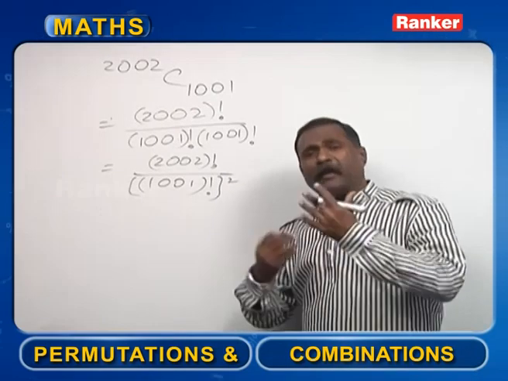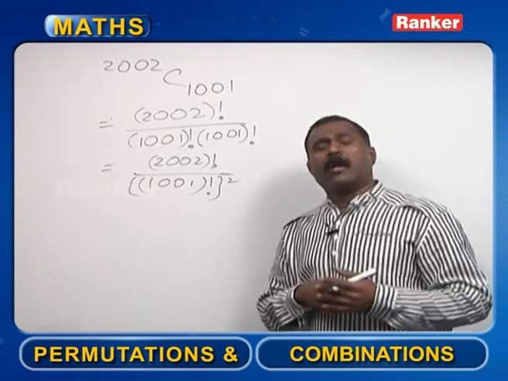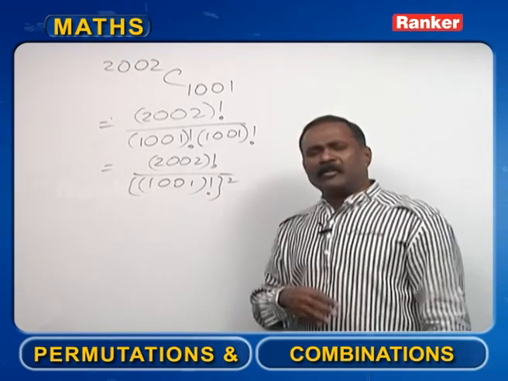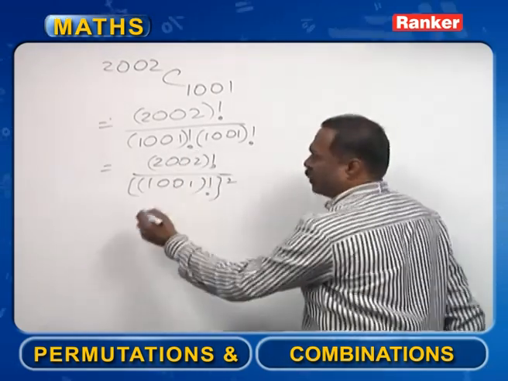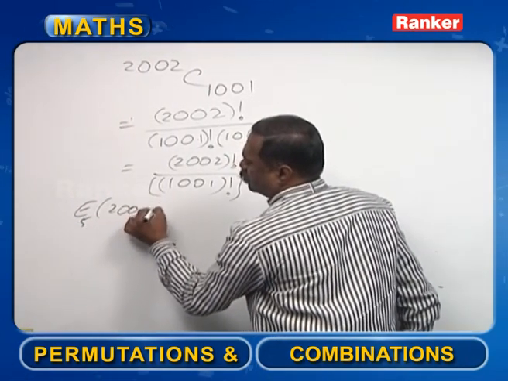Always 2 will have more power, as I have just shown you. Always among all the prime factors, 2 will have more power, so we are not worried about that. We need the power of 5 here. So, the exponent of 5 in 2002 factorial.